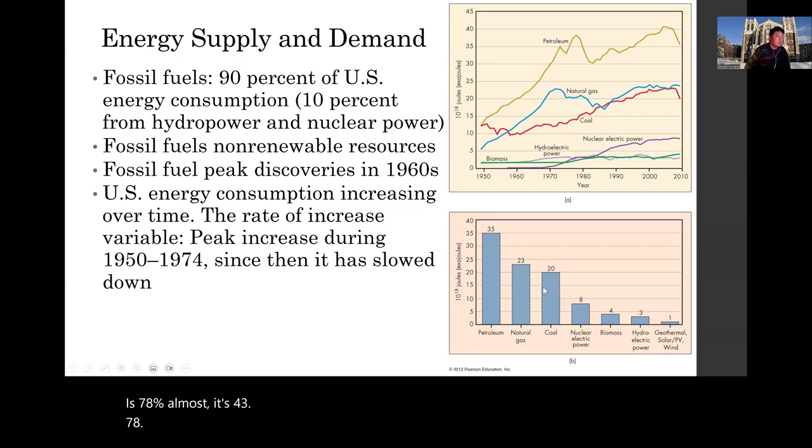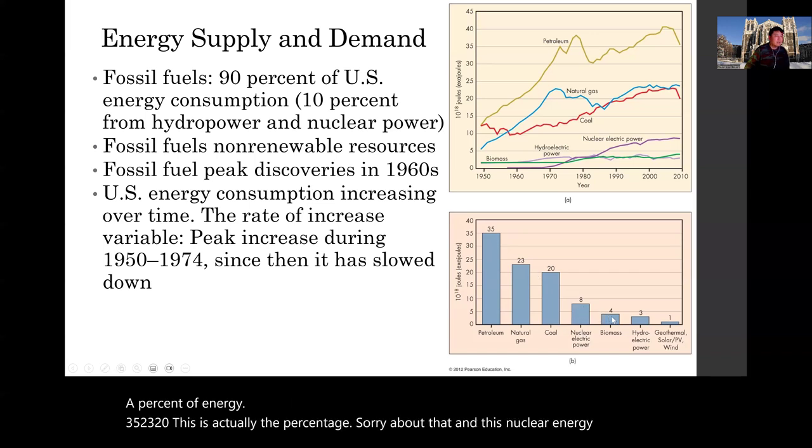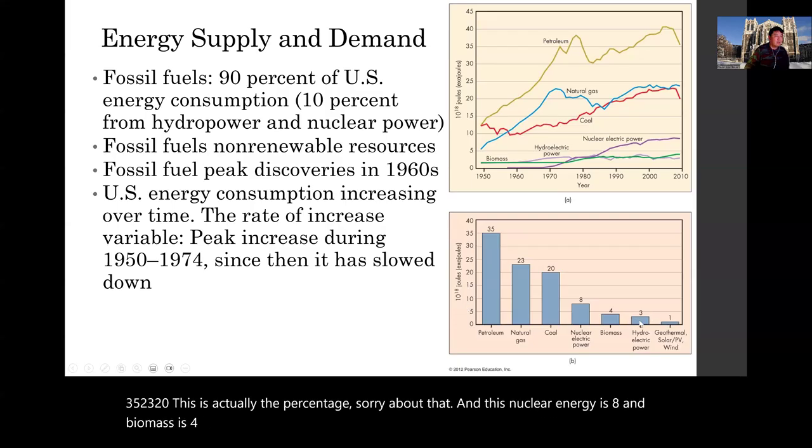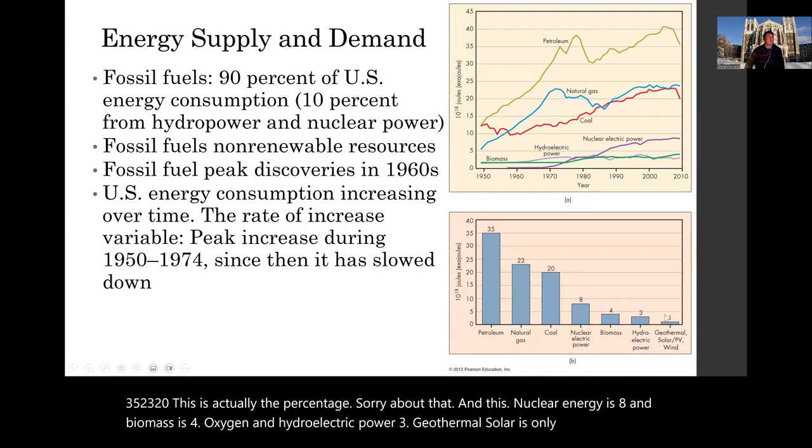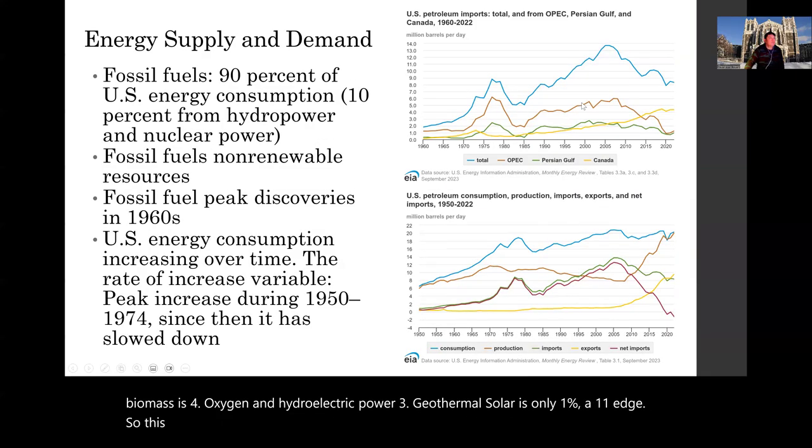78% of energy. This is the exajoule percentage. And nuclear energy is 8, biomass is 4, hydroelectric power 3, geothermal and solar is only 1%, or 1-ish. So this is how they're distributed.